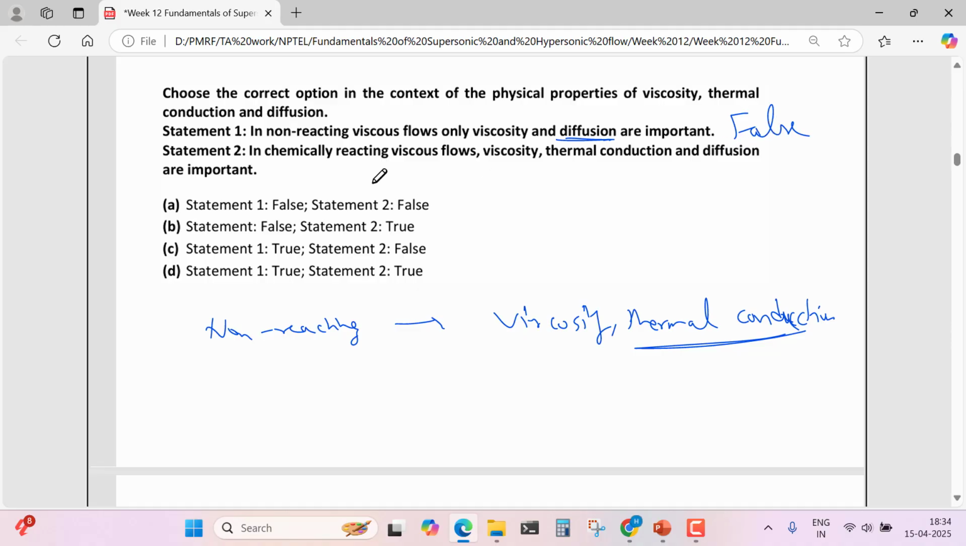Statement 2 says, in chemically reacting viscous flows, viscosity, thermal conduction, and diffusion are important. So in chemically reacting viscous flow, the concentration of each species will change. Due to the change in species concentration, the diffusion will also become important. That's why in chemically reacting viscous flow, all three, viscosity, thermal conductivity, and diffusion, are important. So this statement is true. So which is the correct option? Statement 1 false, statement 2 true, which is option B. So option B is the correct answer.